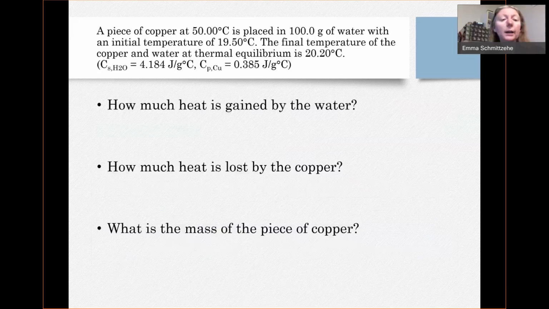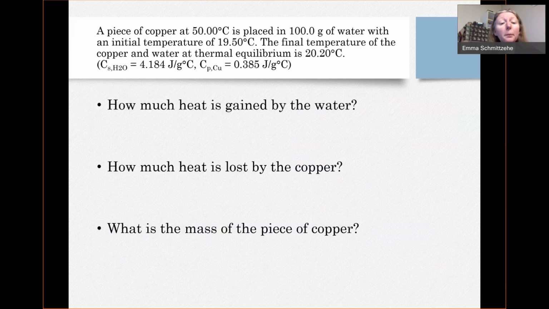So let's look at an example where we have copper. It's initially at 50 degrees C. It's put into 100 grams of water at an initial temperature of 19.50 degrees C.